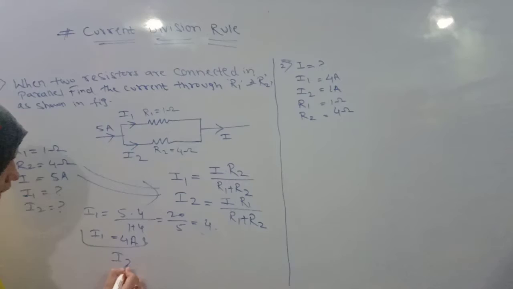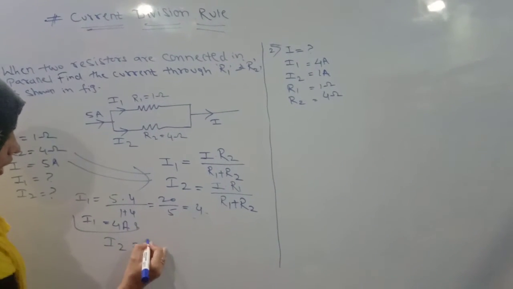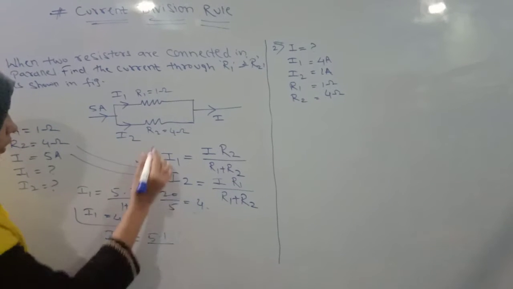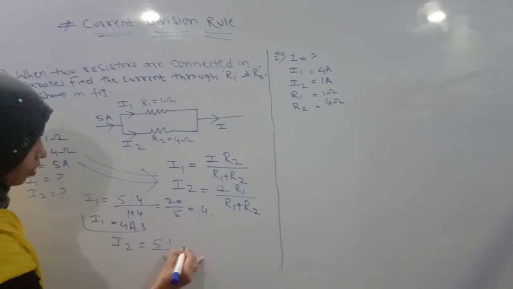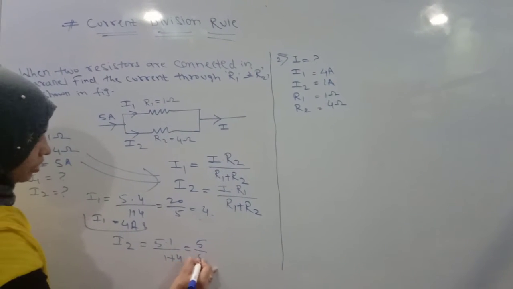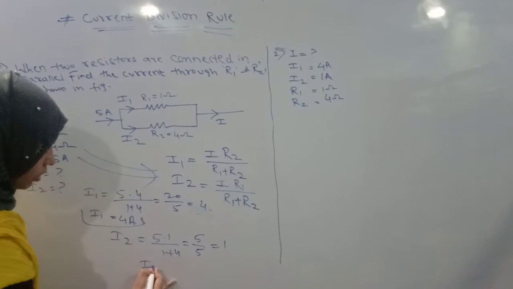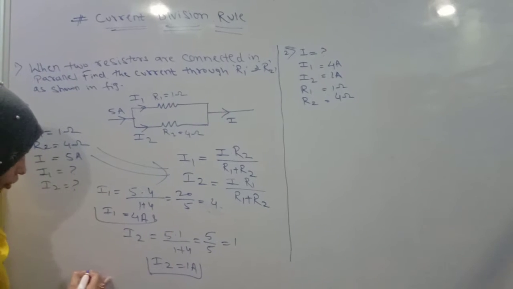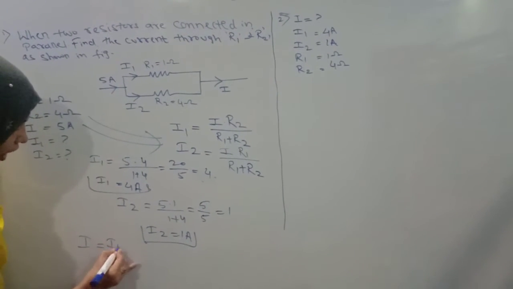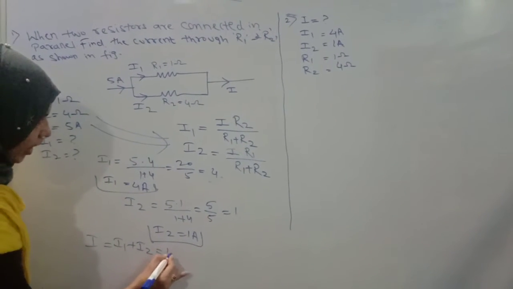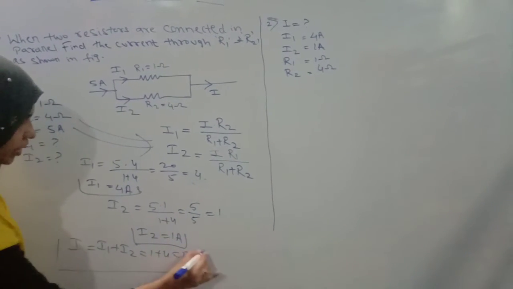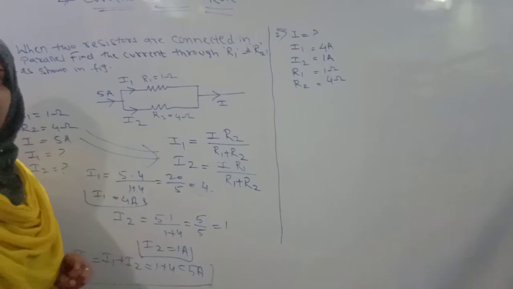Similarly, substitute for I2. Again 5 ampere times the opposite resistor, which is 1, divided by the summation of all, 1 plus 4. So it is 5 divided by 5, which is 1. That is, I2 is equal to 1 ampere. If you add these two, I1 plus I2, 4 plus 1 is equal to 5 ampere, which is already mentioned in the numerical as the total current.